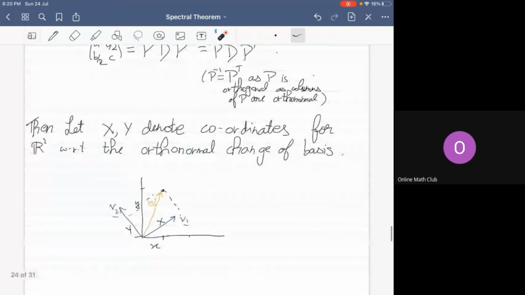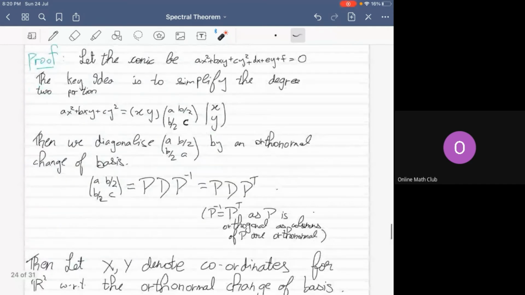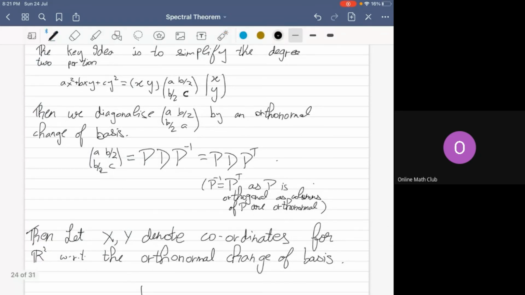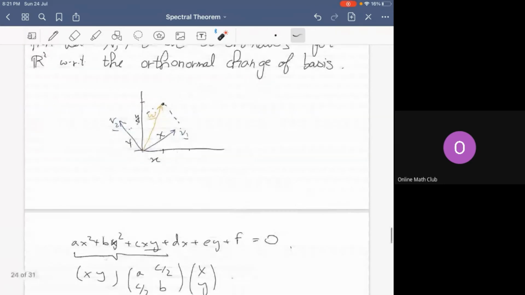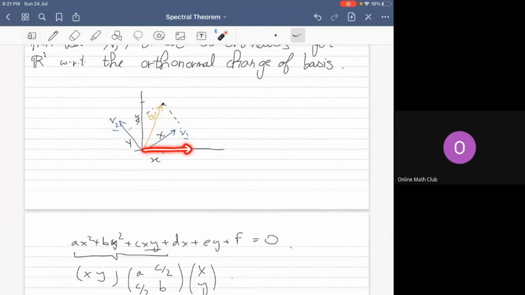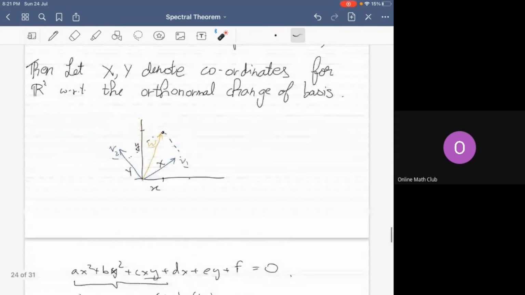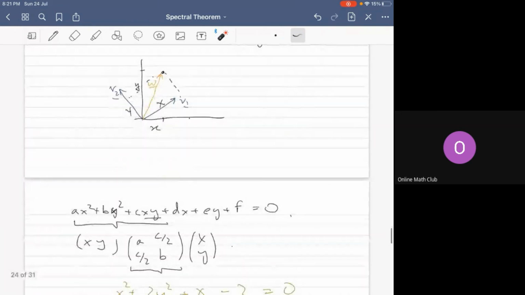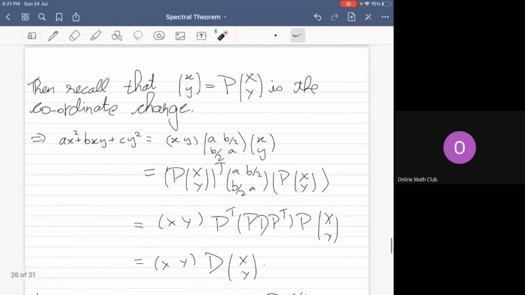And what we do is look at the same equation where initially we took coordinates x and y, which you can visualize as coordinates with respect to the standard basis, and we convert them to capital X, capital Y, which are coordinates with respect to this basis. And recall that because of the change of basis theorem, we have that the conversion is given by this.